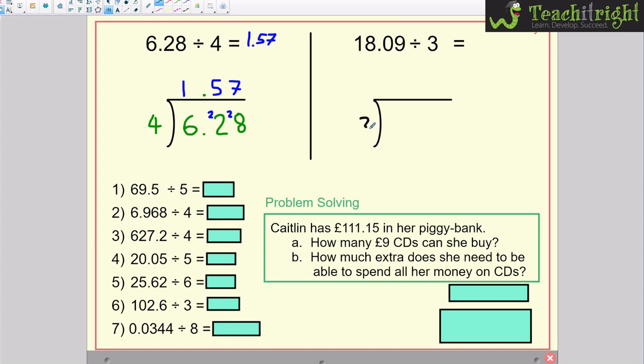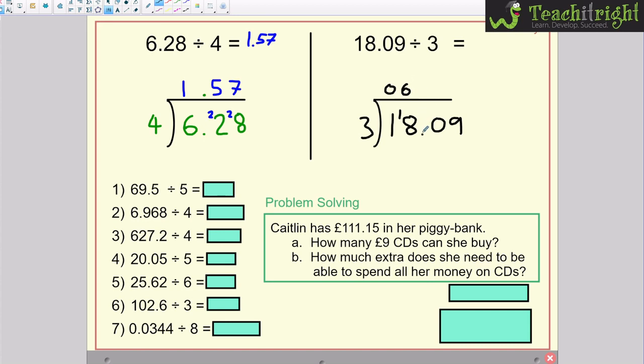So here we've got a 3 being divided into 18.09. Does 3 go into 1? No, it does not, so we carry the 1 over. Does 3 go into 18? Yes, it does. We have to work out how many times. So 3 times 5 is 15, so 3 times 6 is 18.